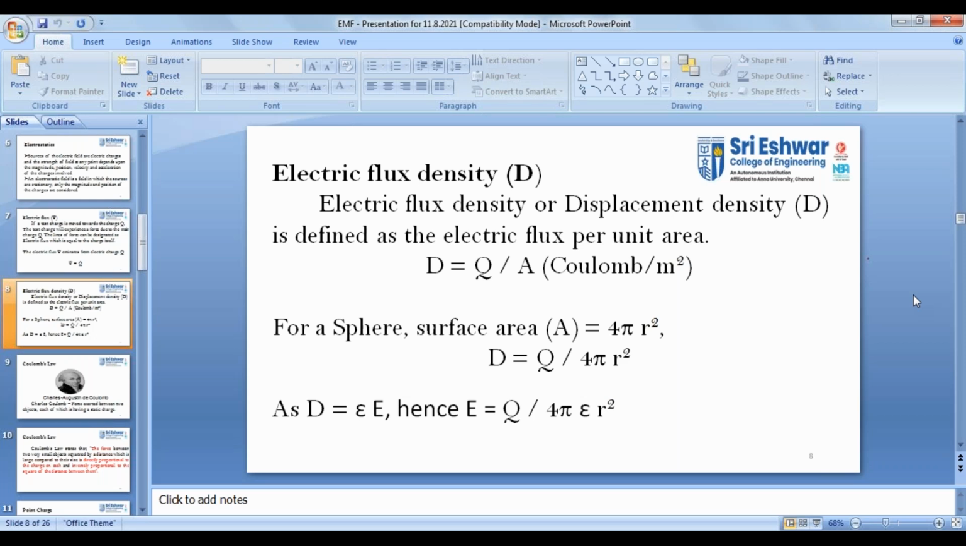We know already that the relation between D and E is D equal to epsilon into E. So E is equal to D divided by epsilon. For this particular sphere, it becomes E equal to Q divided by 4 pi epsilon r square. Do you understand what I am telling? Any doubts till this portion?